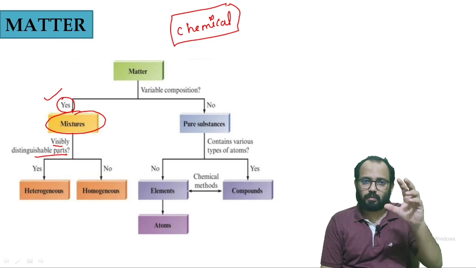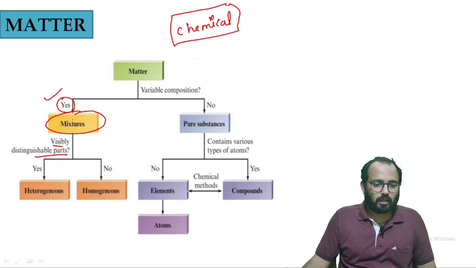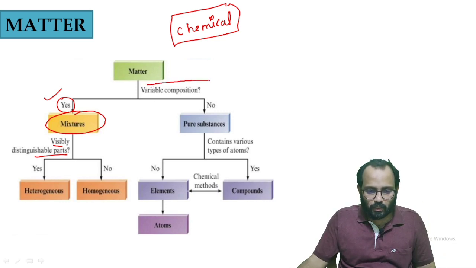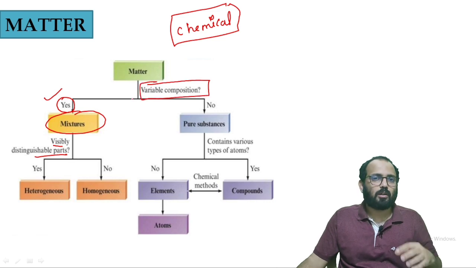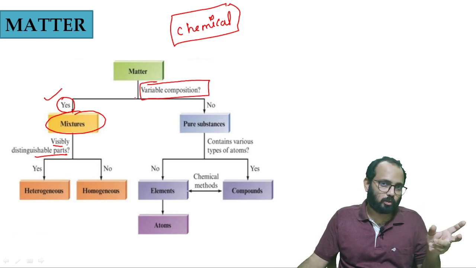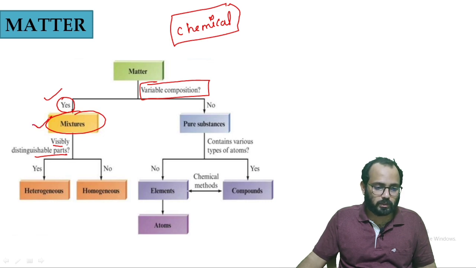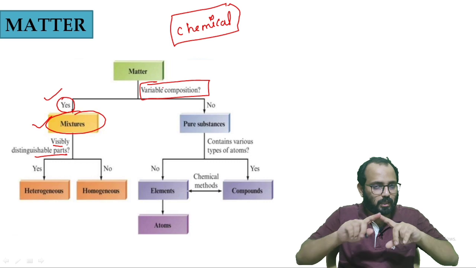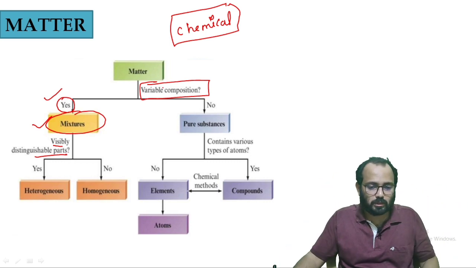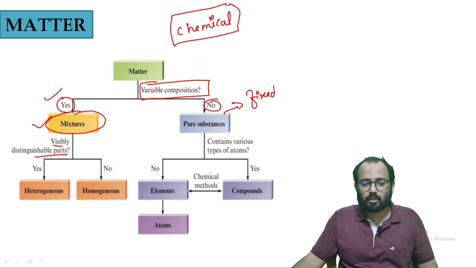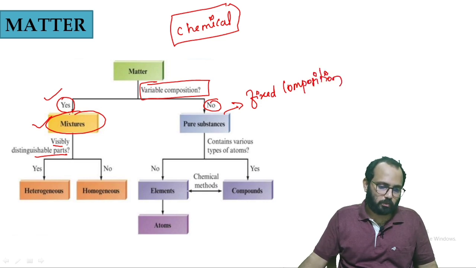If there is a mixture, they are telling the mixture will have a variable composition. Just remember, composition will not be fixed. Composition will be variable for whom? For mixtures. And what about the pure substance? Matter can be classified into two, mixtures and pure substances. For the pure substance, there will not be any variable composition. Let's say it contains fixed composition. And for the mixtures, you'll have the variable composition.